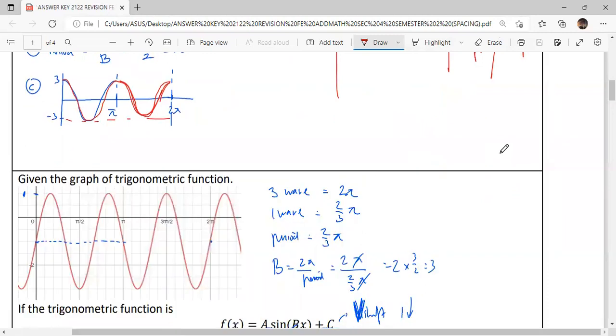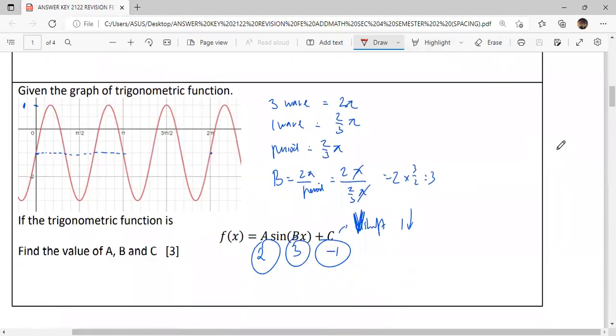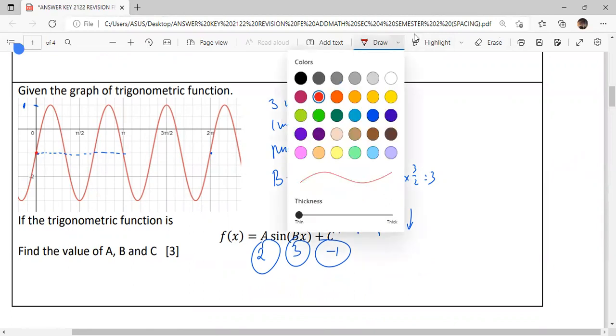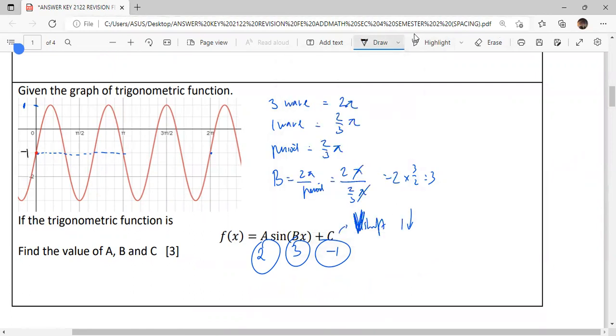Now, next question. Given the graph of the trigonometric function, so this is the graph of sine, right? Start from 0, but we know that it is vertically shifted because it doesn't start from 0. It starts from negative 1. And how many periods? We don't know the period. The period is unknown. It's hard to determine here. So the A is very simple. The amplitude is 2, right?